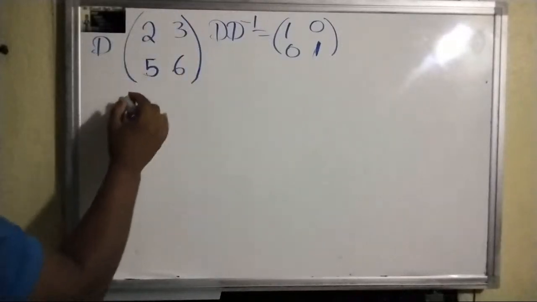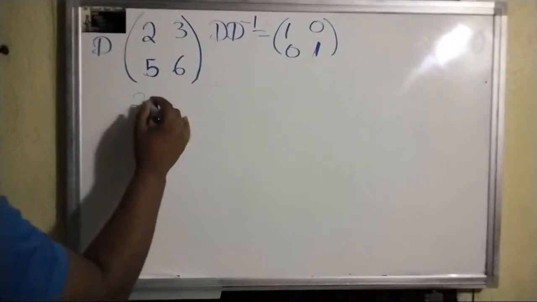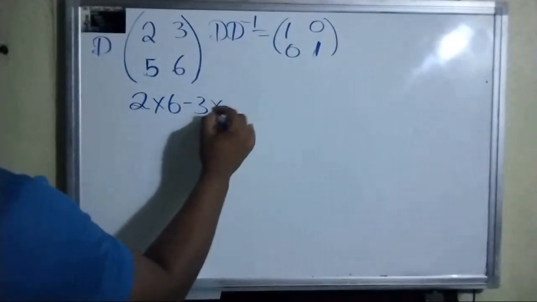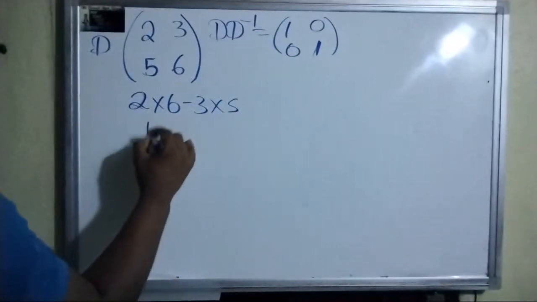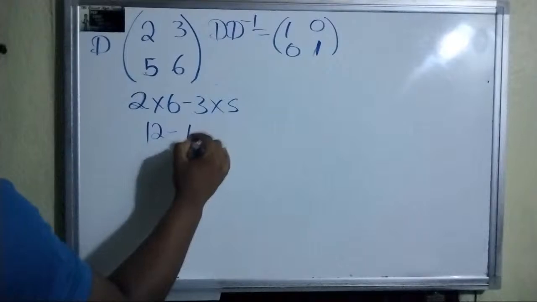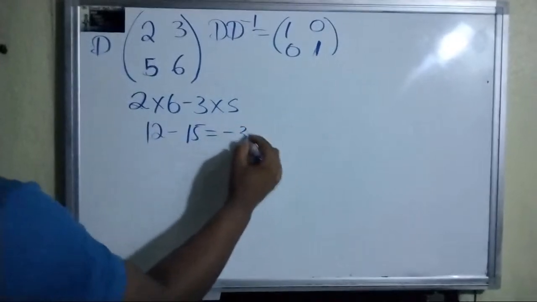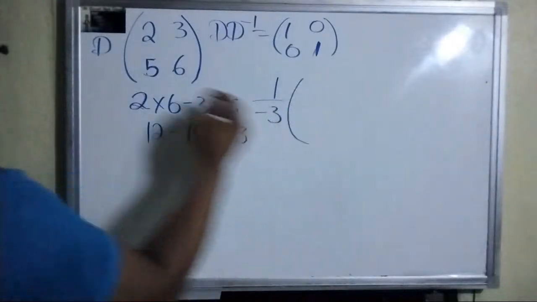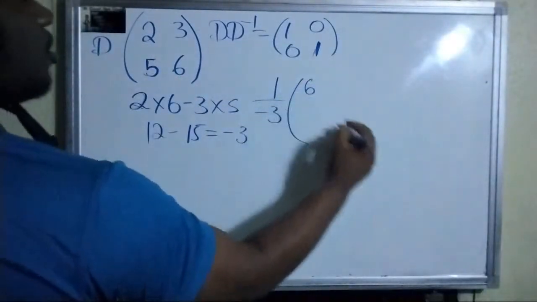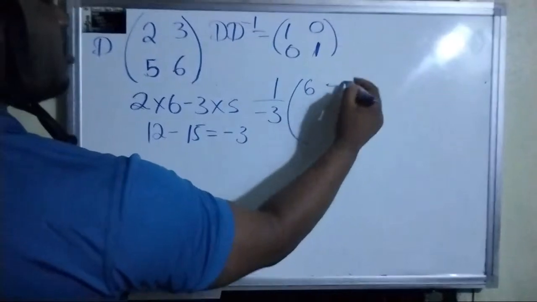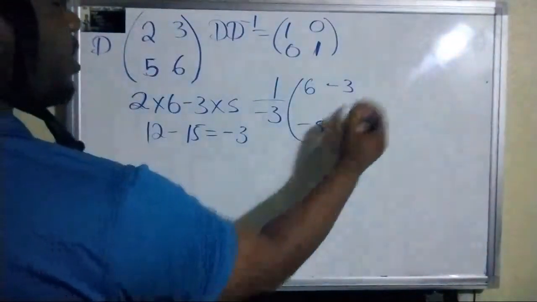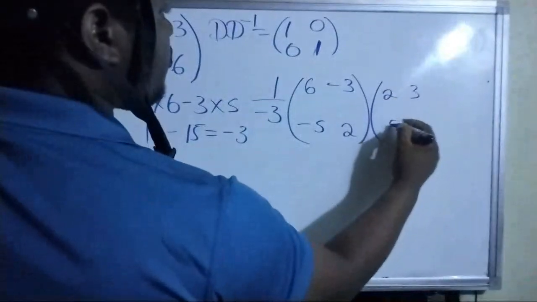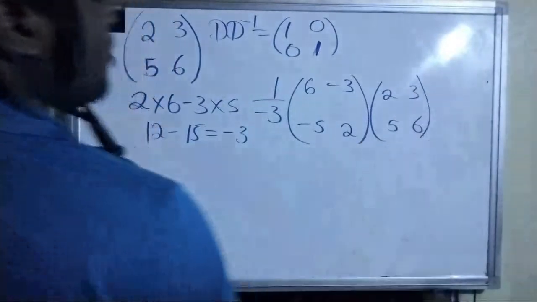Alright, so let's go. It's 2 times 6 minus 3 times 5. So 2 times 6 is 12, minus 15, which works out to negative 3. So it's 1 over negative 3 times the adjoint. So 6 goes up there, 2 goes there, negative 3, negative 5, times the original, which is 2, 3, 5, 6. There we have it.